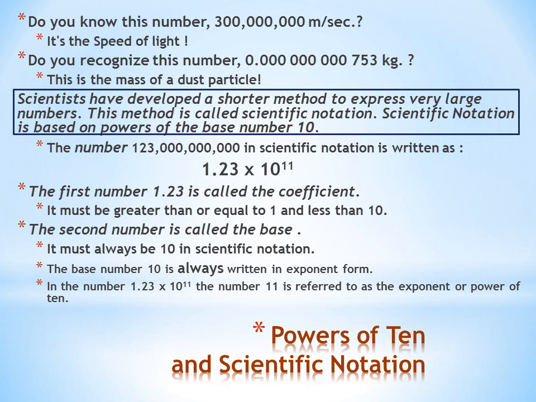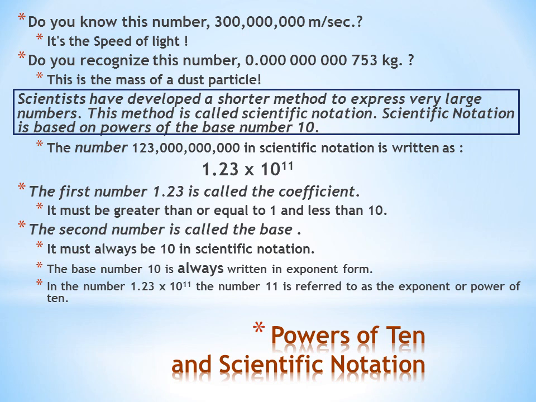The number 123 trillion in scientific notation is written as 1.23 times 10 to the 11th. The first number, 1.23, is called the coefficient. It must be greater than or equal to 1 and less than 10. The second number is called the base. It must always be 10 in scientific notation. That's the only base we use.